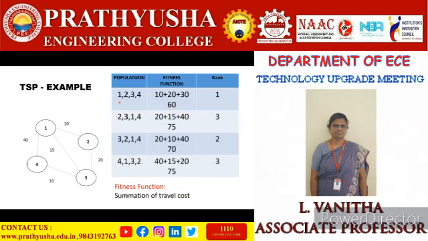For the first case, the traveling cost between 1 and 2 is 10, between 2 and 3 it is 20, and between 3 and 4 it is 30. Putting all together, it is 60. Similarly, the other fitness functions are evaluated. The population is ranked based on the fitness function. Since our objective is to determine the minimum cost, the minimum cost is given rank 1. Similarly, the next is 2 and the next is 3.